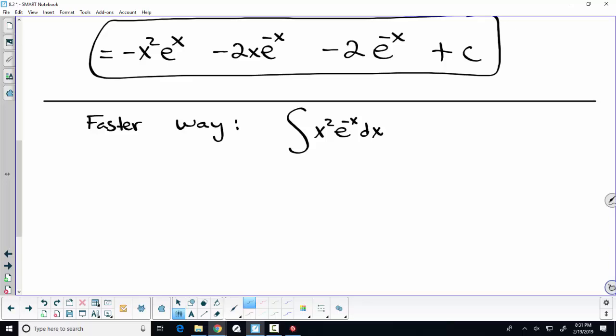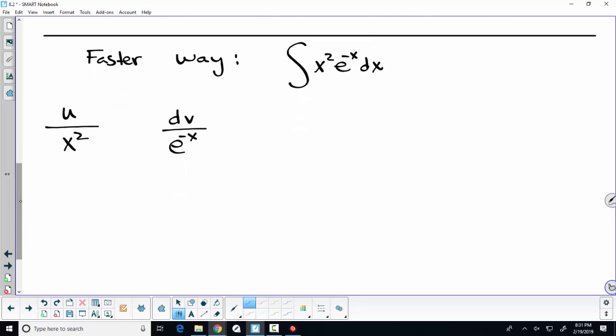Choices for u and dv are the same. So here are u and all of its derivatives. Our u was x squared. Here's dv and all of the antiderivatives. Also remember to alternate these signs. So this first one's positive, the next one's going to be negative, and positive, then negative, and so on.